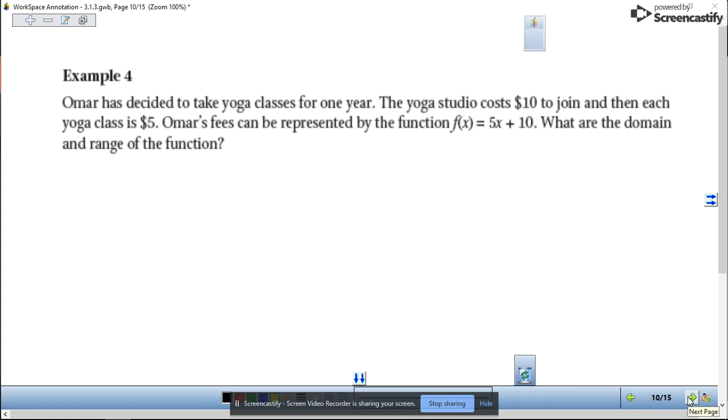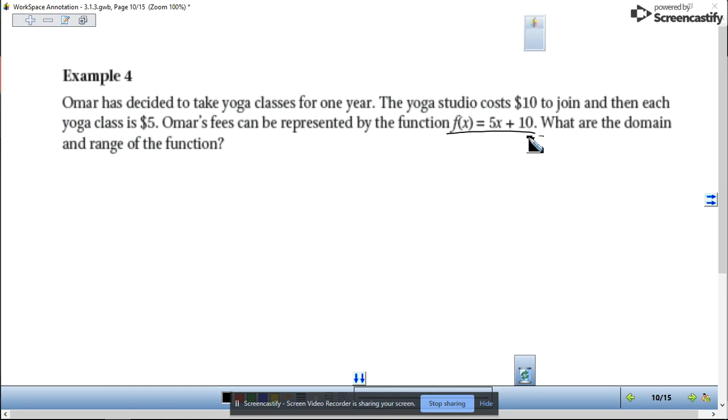Alright, so let's talk about this. It's a word problem. Domain and range in a word problem usually means you're going to have some sort of restricted domain. What I mean by that is it can't just be a bunch of random numbers. It's going to have to be something pretty specific. So, Omar has decided to take a yoga class for 1 year. The yoga studio costs $10 to join, and then each yoga class is $5. Omar's fees can be represented by the function given here. That's important. What are the domain and range of the function?